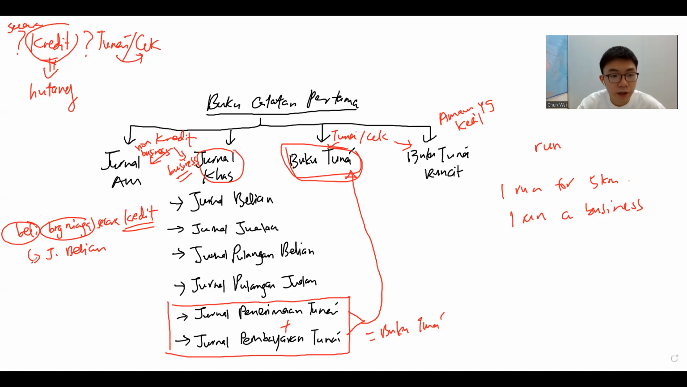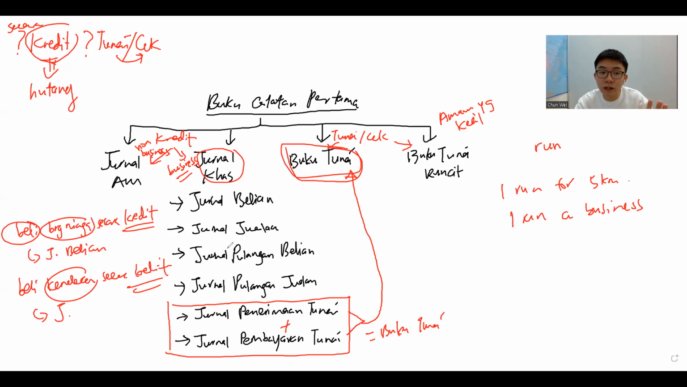Can you see? Okay, the same thing. Let's say you beli kenderaan secara kredit. Now, you beli secara kredit, memang it is a journal. Okay, now what are you buying? Are you buying your barang niaga or other things? If you buy kenderaan, kenderaan bukan your barang niaga. Maksudnya it is non-business related. This will be in your journal am. Are you following? If yes, please give me a one in the chat box.